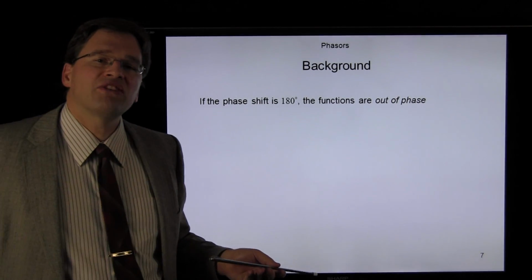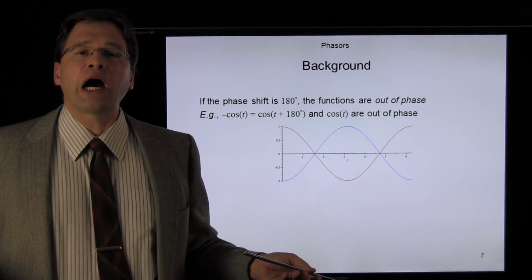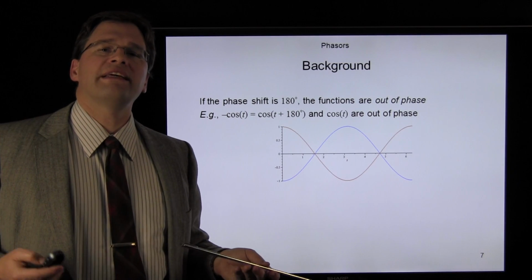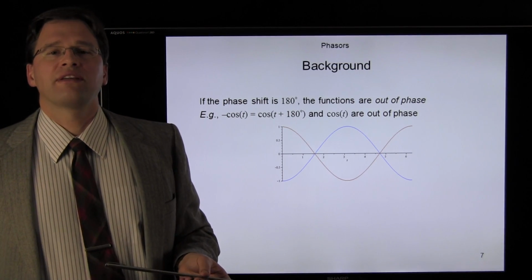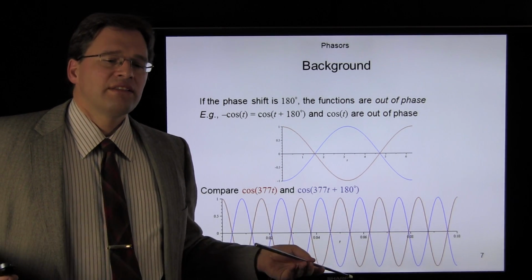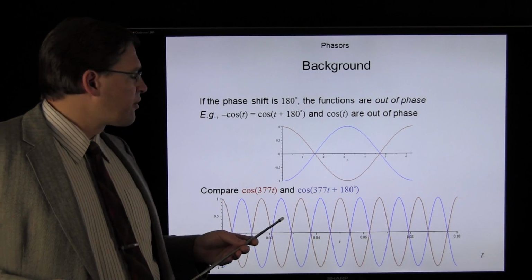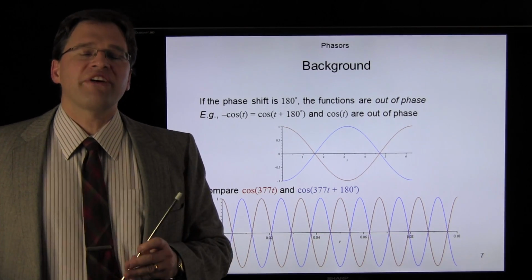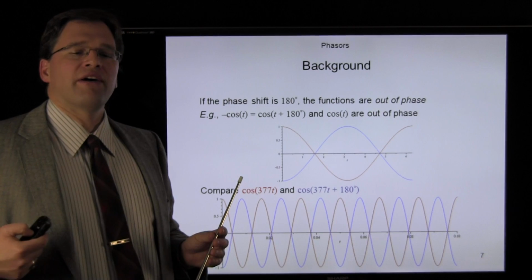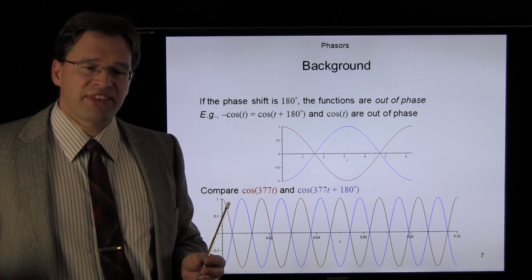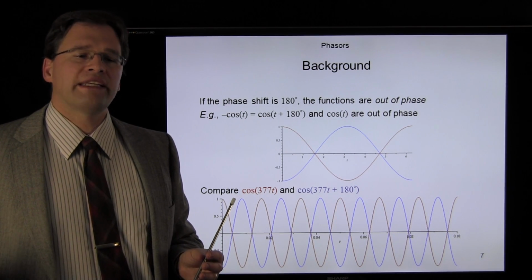Now, if the phase shift is exactly 180, that means they're out of phase. Negative cosine is out of phase with cosine. Same thing with cosine of 377t, it is out of phase with cosine of 377t plus 180 degrees.